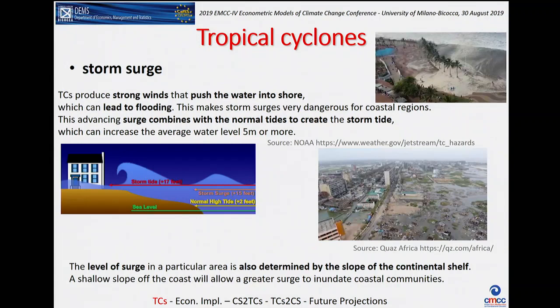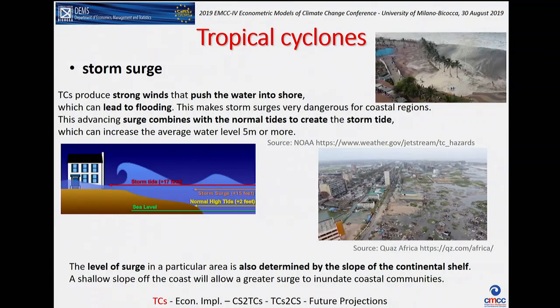The second one we mentioned is the storm surge. The strong winds associated with a tropical cyclone tend to push the water onto the shore, and this leads to floods along the coast. Typically the worst situation is the combination of this water going inland with the normal tide in the region, creating a storm tide, putting together the storm surge with the normal tide. This can lead, sometimes, to an increase of the coastal sea level of even 5 meters.